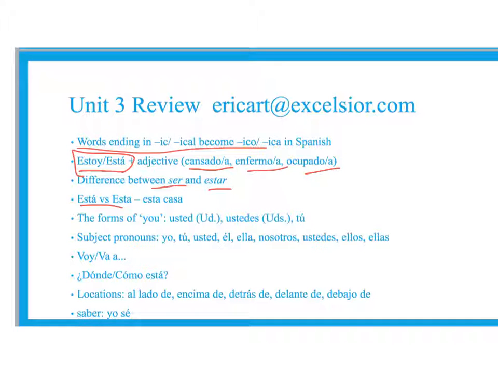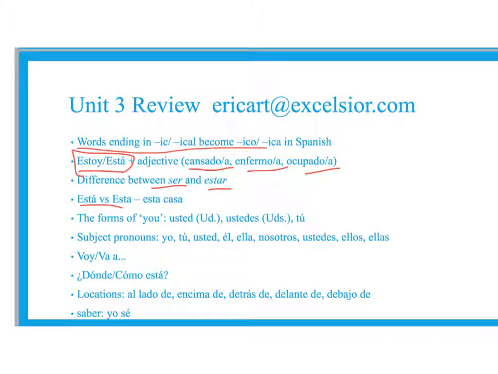meaning to the question. If I were to ask you, ¿Cómo es tu amigo? That would mean, what kind of person is your friend? I'm asking about how he looks. What are his physical characteristics? And his personality. ¿Cómo es? What kind of person is he? But if I were to say, ¿Cómo está? It would mean, how's he? How is he doing today?